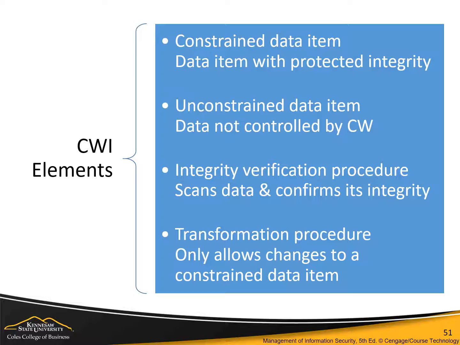Third is the integrity verification procedure, or IVP. With this procedure, data is scanned and integrity is confirmed. And finally is a transformation procedure, or TP. This procedure only allows changes to a constrained data item, one that has access control protections and data integrity rules for entering and updating information.